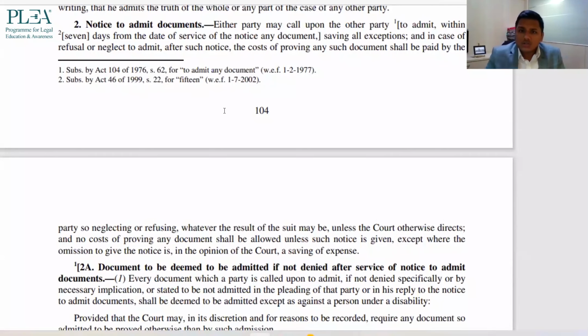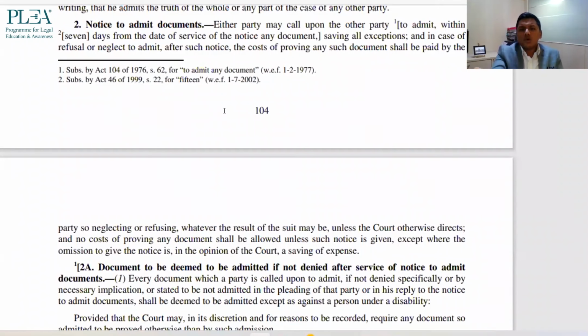But if he refuses or neglects to admit it, does not respond to it, does not give any answer, and just refuses to look at the notice that has been issued by you, then what will happen? The court says that he will have to pay the cost, whatever the disposal of the suit may be, whatever the decree may be, in anybody's favor, he or she will have to pay the costs. Why? Because he has refused or neglected.